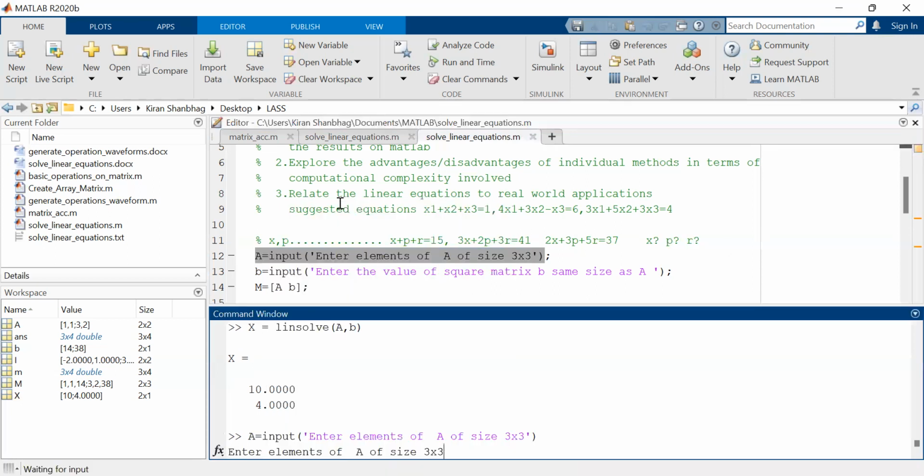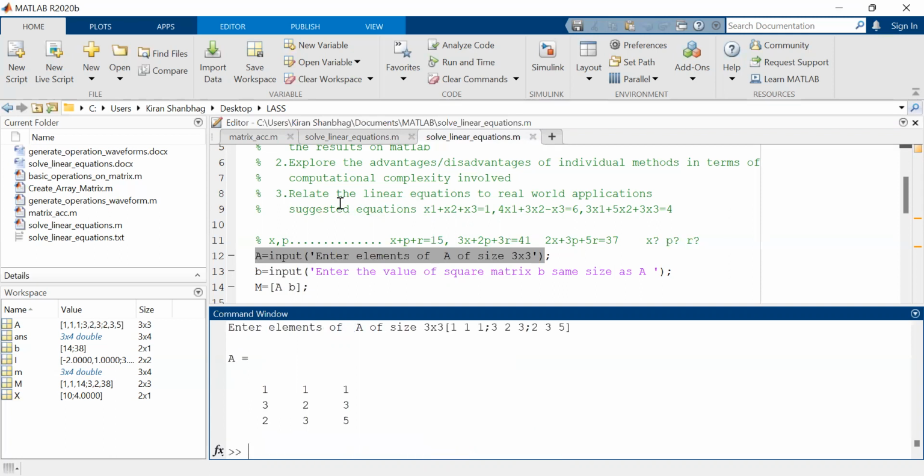Okay, we only formulated the problem. Now let me convert this particular problem statement into an equation. So 1 1 1, that is the first line of coefficients, then 3 2 3, that is the second line, then 2 3 5, that is line 3. Okay, there I see I have my matrix A.